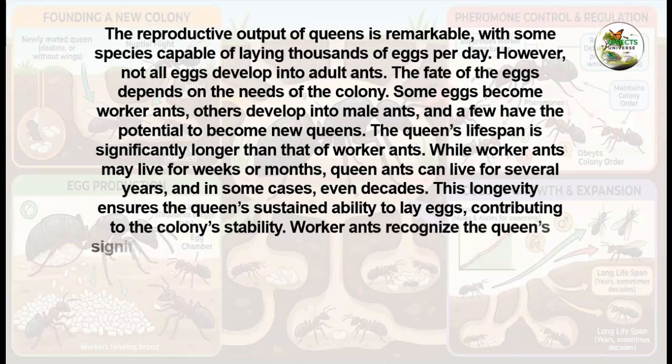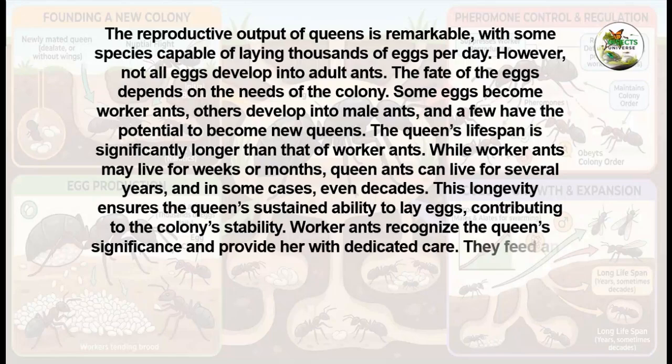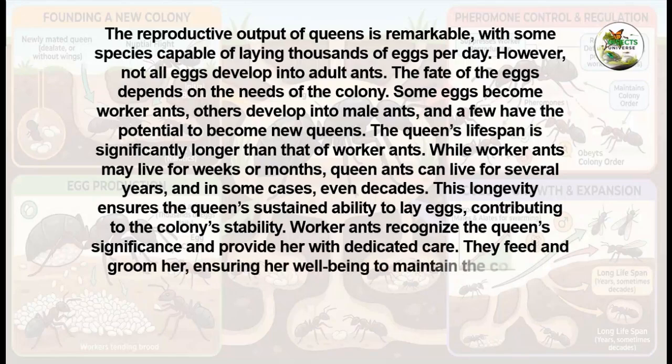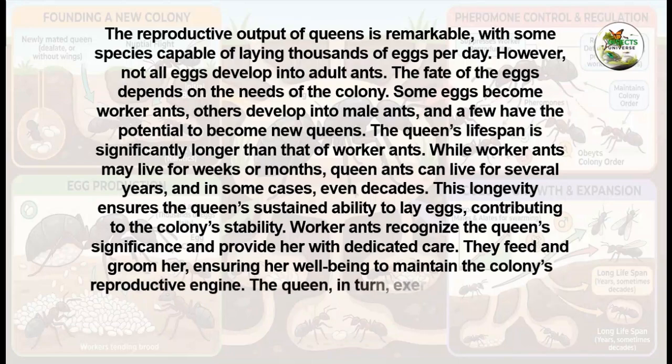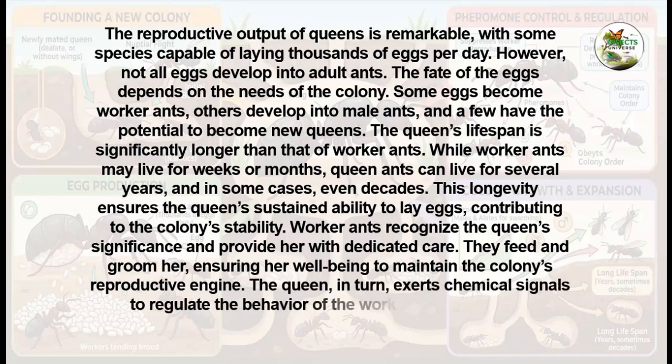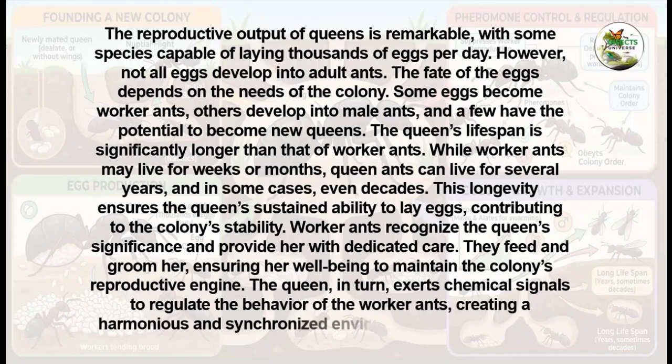Worker ants recognize the queen's significance and provide her with dedicated care. They feed and groom her, ensuring her well-being to maintain the colony's reproductive engine. The queen, in turn, exerts chemical signals to regulate the behavior of the worker ants, creating a harmonious and synchronized environment within the colony.